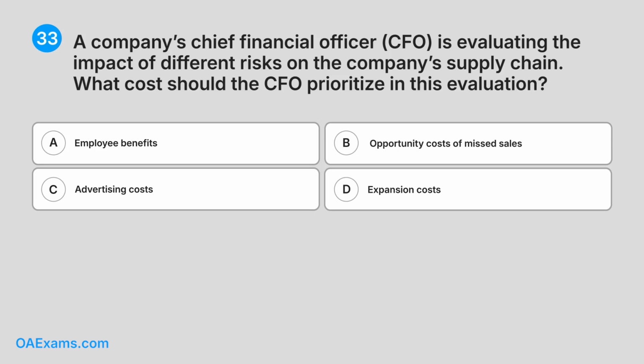33. A company's chief financial officer, CFO, is evaluating the impact of different risks on the company's supply chain. What cost should the CFO prioritize in this evaluation? A. Employee benefits. B. Opportunity costs of missed sales. C. Advertising costs. D. Expansion costs. Do you know the answer?